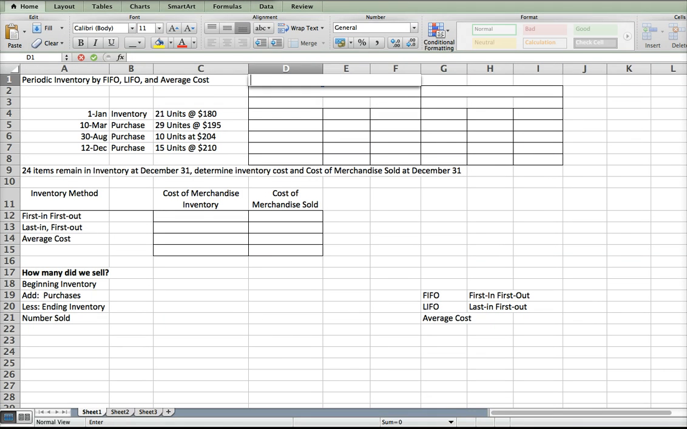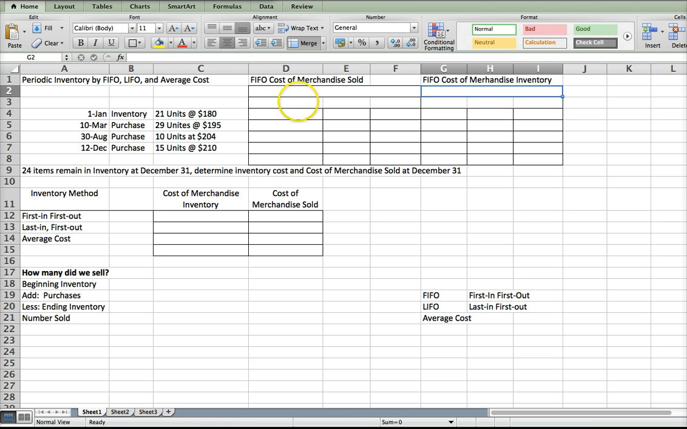Okay, so here what we want to do is we're going to do FIFO first, and the first thing I'm going to calculate is my cost of merchandise sold. And then I'm going to have a place over here for me to be able to put in my FIFO cost of merchandise inventory. So whatever I get from this block right here will be the answer to this one. And whatever I get in this block over here, my final answer, will go into this block. That's what I'm trying to calculate.